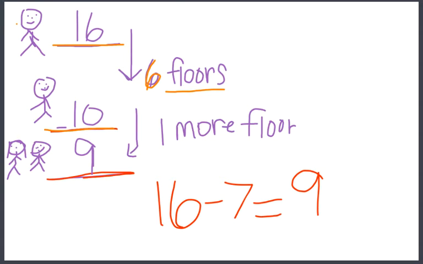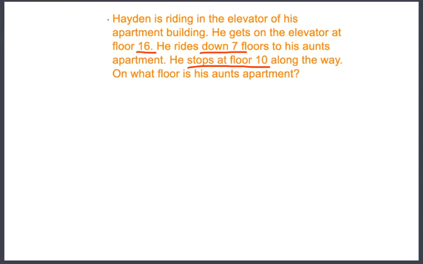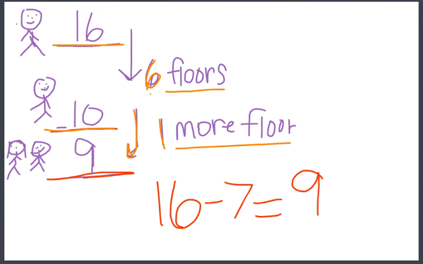Then I said that he went 1 more floor, because in the story he went down 7 floors to his aunt's apartment, and 6 floors plus 1 more floor is 7 floors total. And that gets him to the 9th floor, where you see him with his aunt. So his aunt lives on the 9th floor.